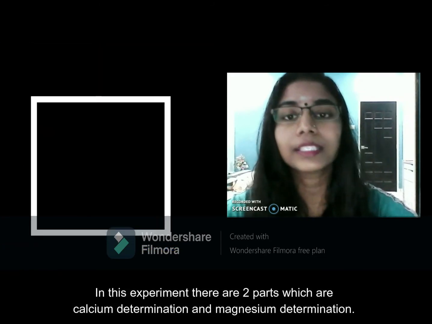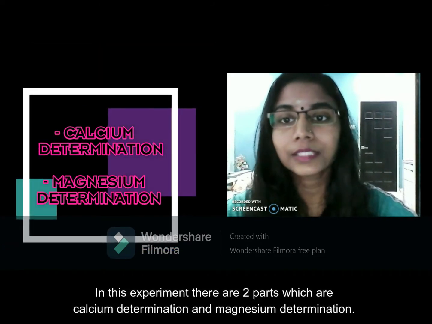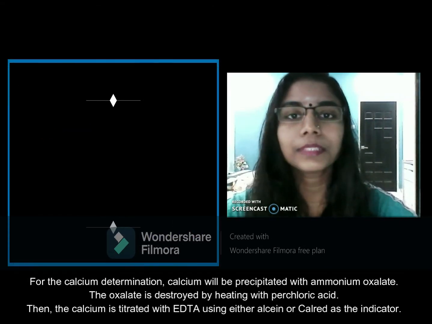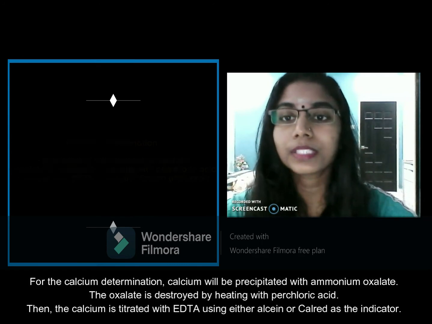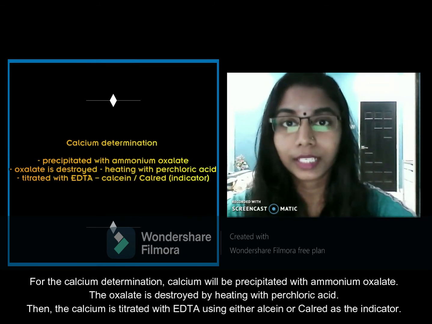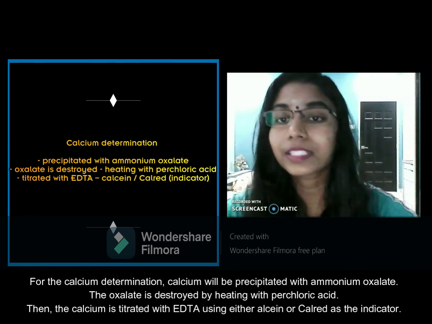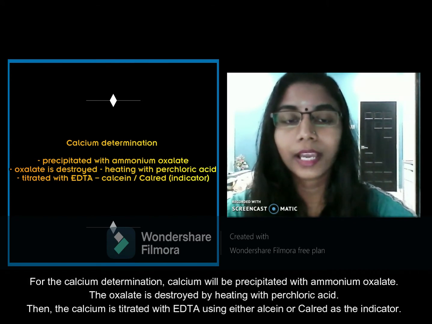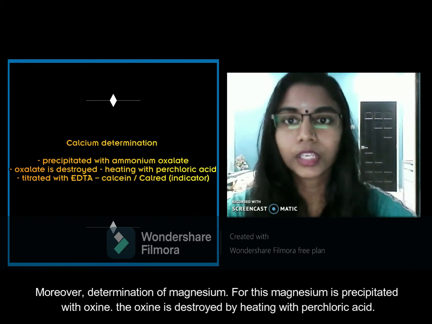In this experiment, there are two parts, which are calcium determination and also magnesium determination. For the calcium determination, calcium will be precipitated with ammonium oxalate. The oxalate is destroyed by heating with perchloric acid. Then the calcium is titrated with EDTA using either calcein or calcon as the indicator.